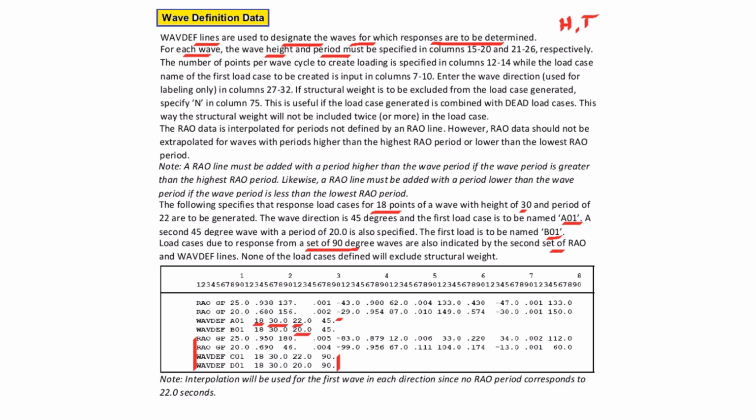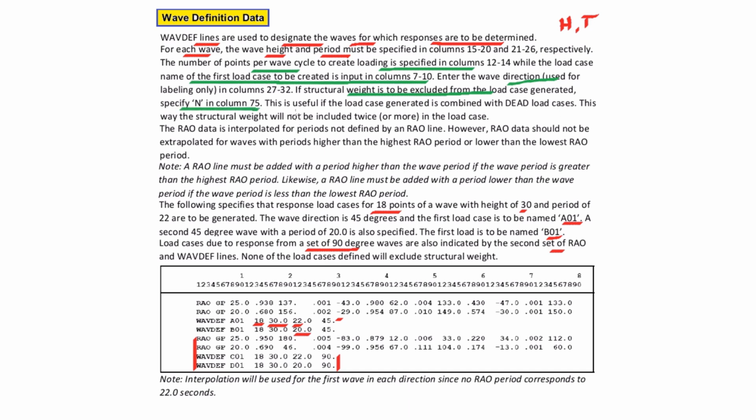So here we can understand that the number of points per wave cycle to create loading is specified, while the load case name of the first load case to be created in input lines is also given. Enter the wave direction. If structural weight is to be excluded from the load case generated, then specify N in column 75.